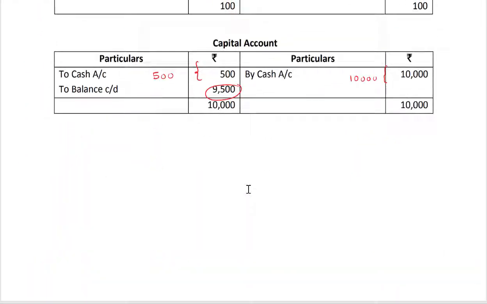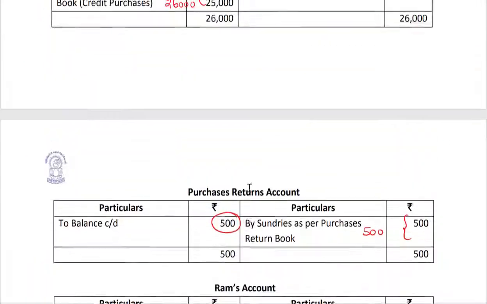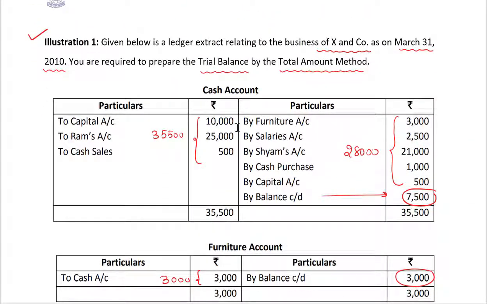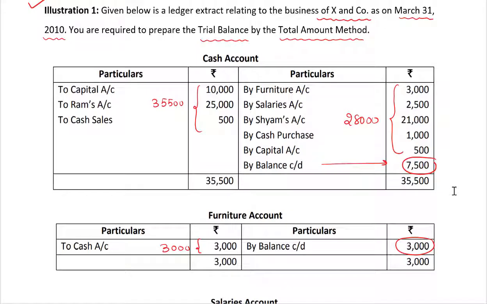Let's see how many accounts we need to balance over here. We'll begin with the cash account. Cash account, my dear students, the balancing figure is on the credit side. That means what? It is a debit balance.